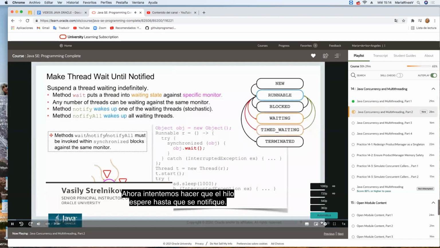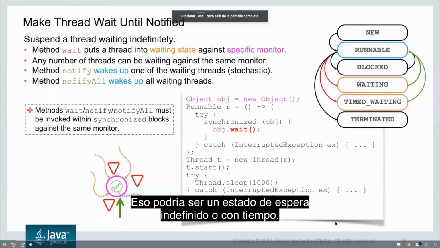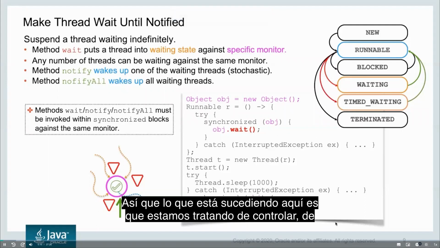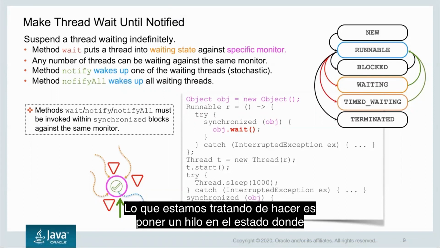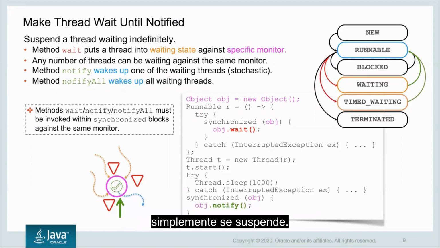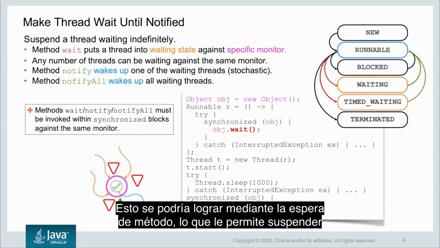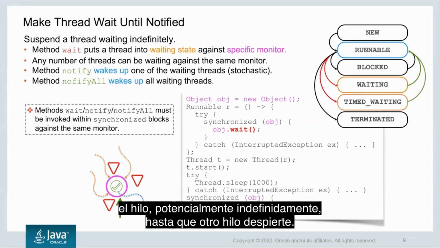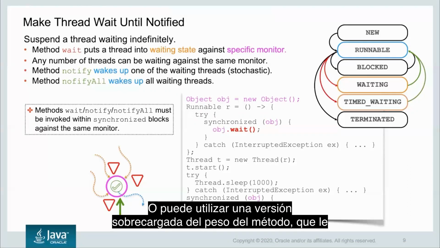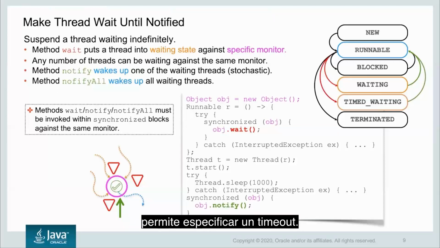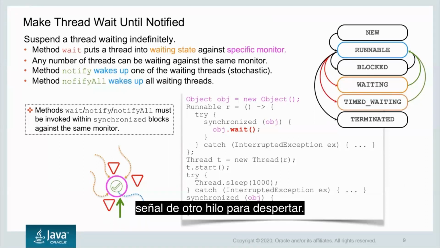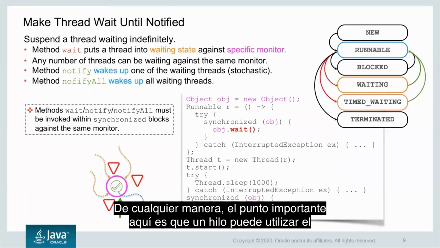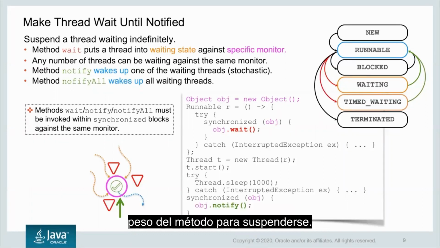Now, let's try to make a thread wait until notified. That could be an indefinite or timed waiting state. What is happening here is that we're trying to control, again, the execution order. What we're trying to do is put a thread into the state where it just suspends itself. This can be achieved using the method wait, which allows you to suspend your thread potentially indefinitely until it is awakened by another thread. Or you may use an overloaded version of the method wait, which allows you to specify a timeout, which would allow your thread to resume even if it hasn't received a signal from another thread to wake up. Either way, the important point here is that a thread can use the method wait to suspend itself.